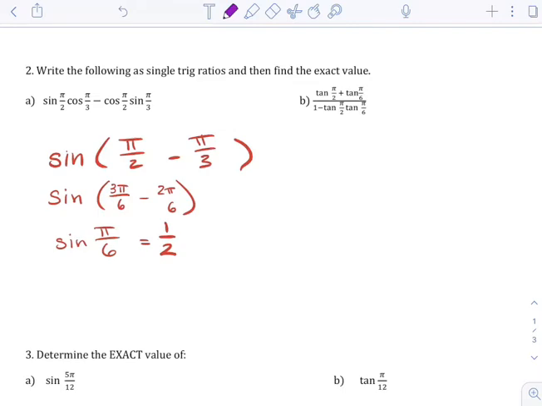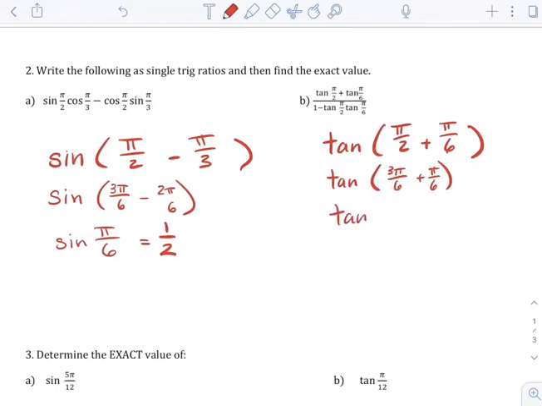Next one, I see tan. So I know we're dealing with the tan ratio. I see that it's an addition happening. So I know it's some angle adding together. Our two angles are pi over 2 and pi over 6. So I have to get common denominators here as well in order to add these. So I would get 3 pi over 6 plus pi over 6, which when I add them together, I'm going to get 2 pi over 3, right? Or 4 pi over 6, which can be reduced to that. Next, I want to find out what is my exact value for tan 2 pi over 3.